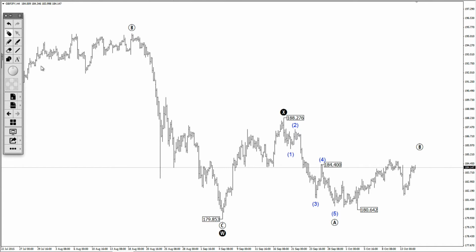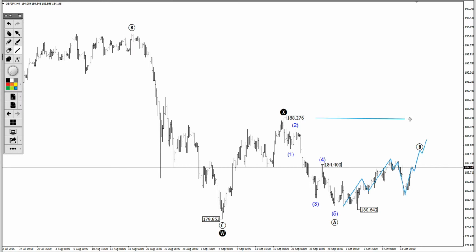The recent price action for this correction is quite hard to figure out. The wave divisions are not visible, so maybe this recent strong decline was the B wave, and now we can expect a 5-wave structure for the C wave. But in order for this to be a valid wave count, we need to stay below the 188.276 level.